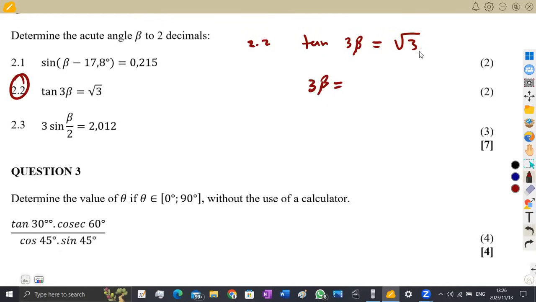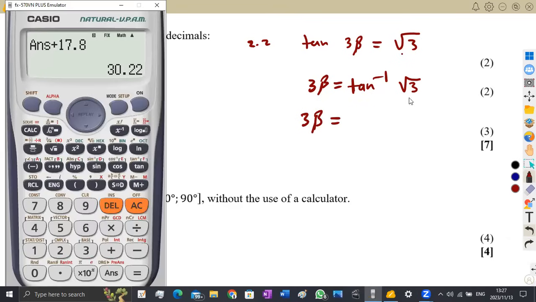So in order for you to have the angle, you're going to remove this tan from this side. So to remove tan, you write it on the other side as arctan, just like what we did on sine, it was arcsine. So this one is going to be arctan, the square root of 3. So we've got the angle, which is 3 beta equal to arctan, the square root of 3.